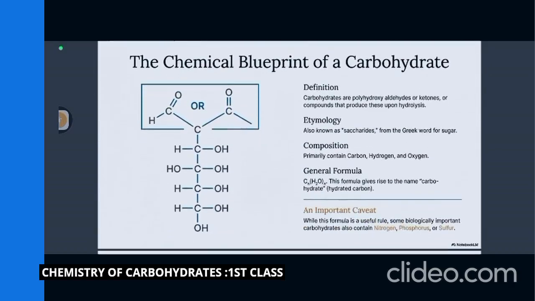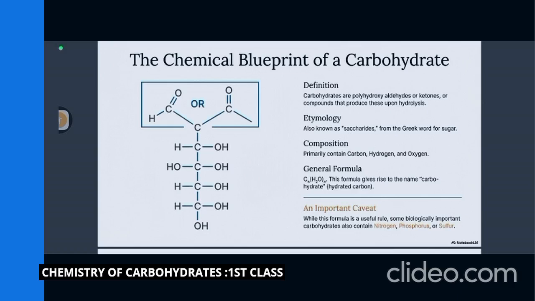Next, the chemical blueprint of a carbohydrate. Carbohydrates are polyhydroxyaldehydes or polyhydroxyketones. Now, look at the left side structure. Here you can see the multiple hydroxyl groups attached to the carbon skeleton. And above, you can see one is an aldehyde group and one is a ketone group. So it is a polyhydroxyaldehyde or polyhydroxyketone, or a compound that produces them on hydrolysis.